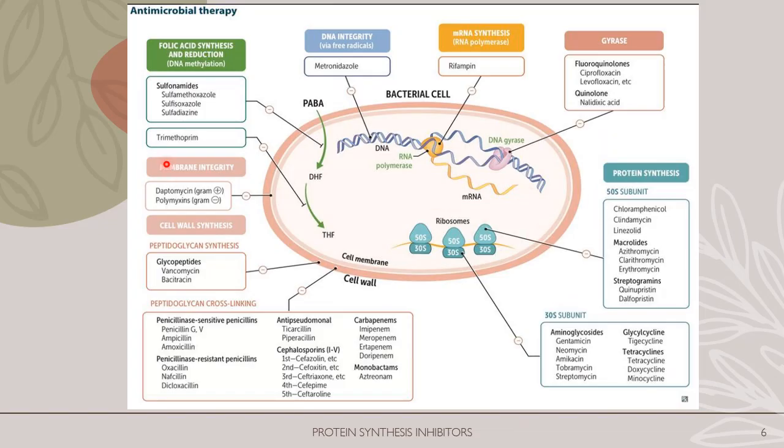So this is the summary of the things that we will be discussing today. So last time, we discussed your cell wall synthesis inhibitors and membrane integrity disruptors. For this week, we will discuss your protein synthesis inhibitors, okay? Your nucleic acid synthesis inhibitors, yung mga antifolate natin like your sulfonamide and trimethoprim. Your fluoroquinolones, quinolones, rifampin, and your metronidazole. So don't worry, I'll be providing you a memory aid para mas madali sila i-memorize mamaya.